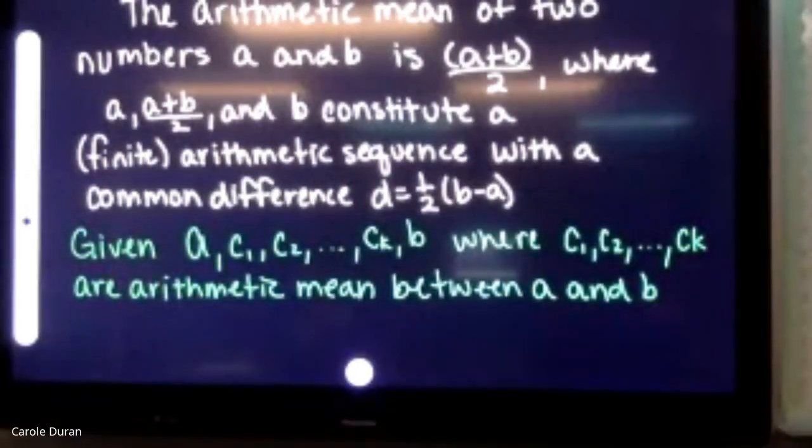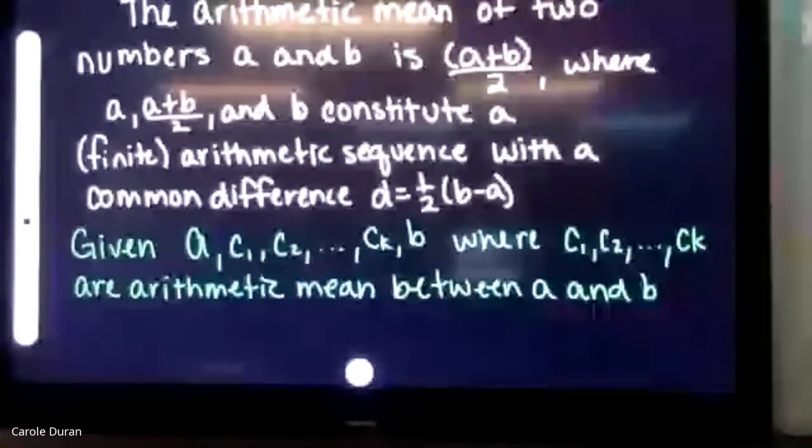So I know, again, this sounds really, really confusing. It just means if I have two terms in a sequence, I can insert terms between it that are equal distance from each other and from endpoints A and B.